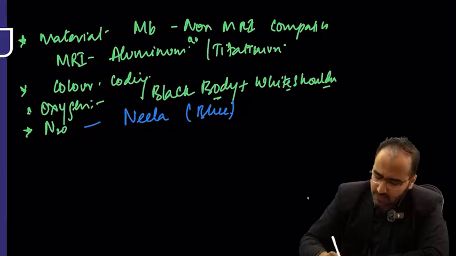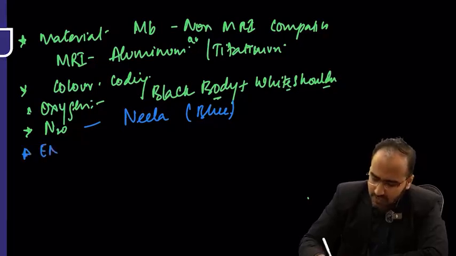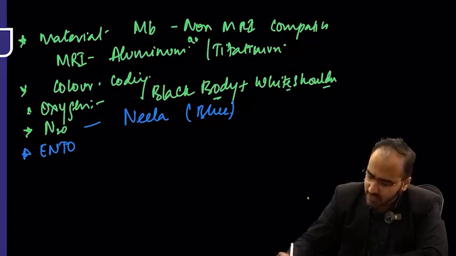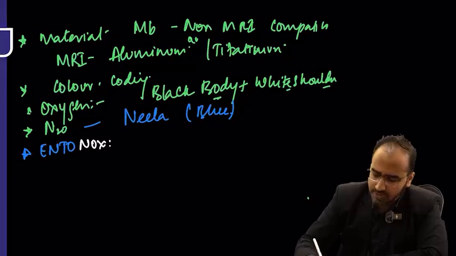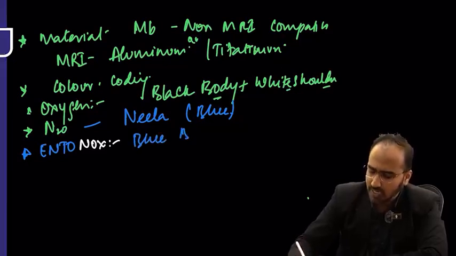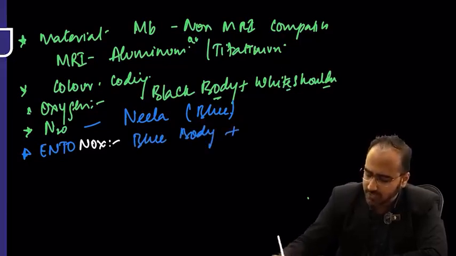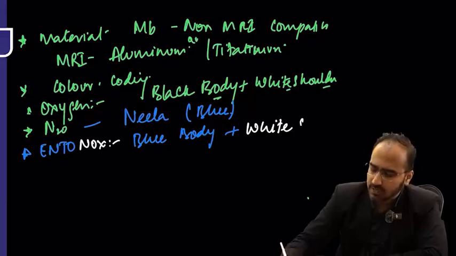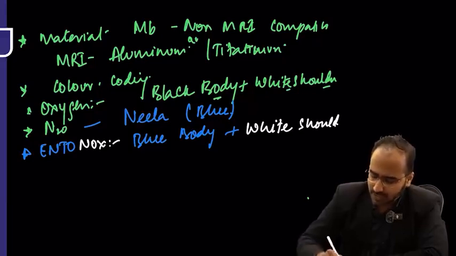Next is a gas which is called Entonox. What is Entonox? Entonox cylinder is blue body and white shoulders.